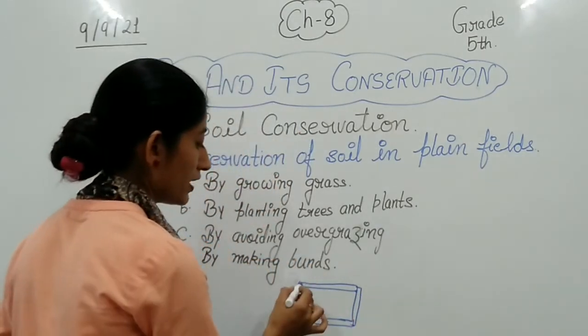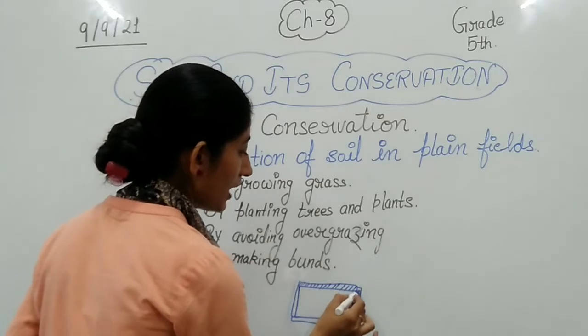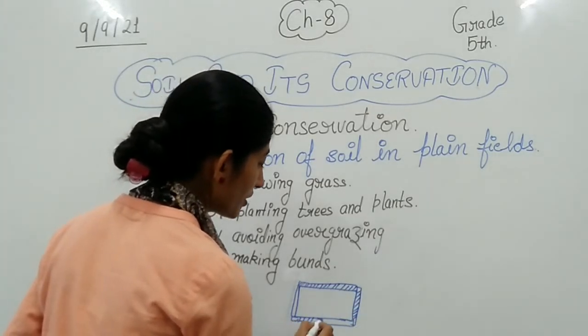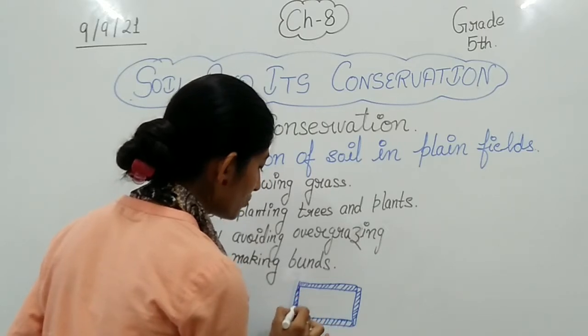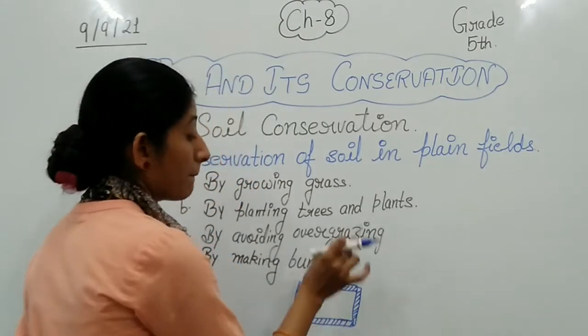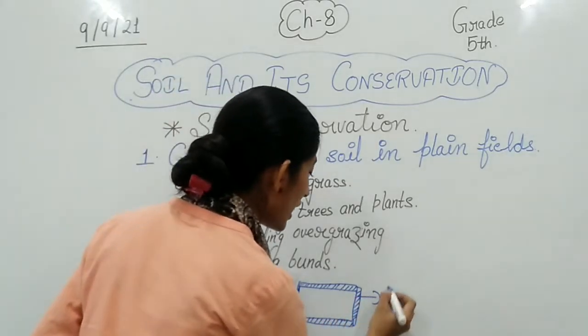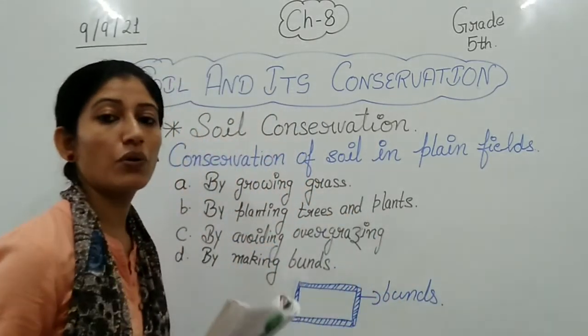With the help of mud, we are making boundaries like this. We have taken mud and we are making boundaries with this mud around the field. Now what are these boundaries? These mud boundaries which we have made around the field are called bunds.